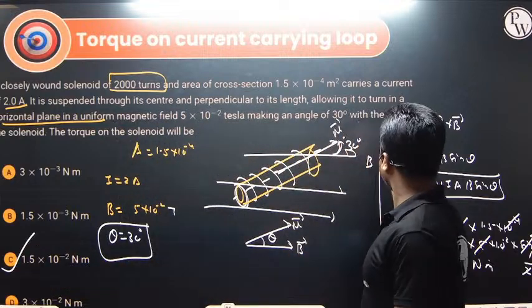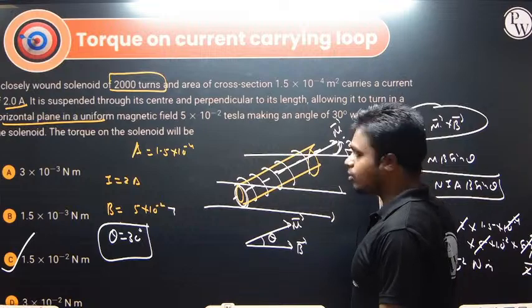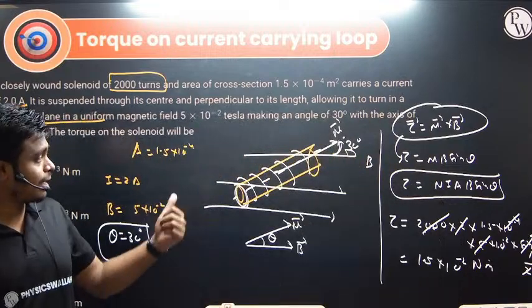So this is the value. What is the formula? Torque tau is m cross b, and in scalar form torque tau is equal to mb sine theta. Theta is the angle between the m vector and b vector.